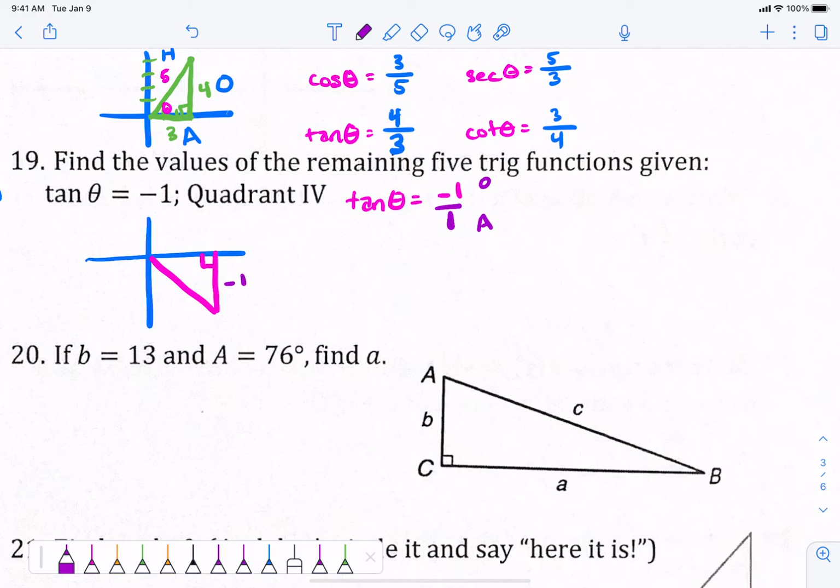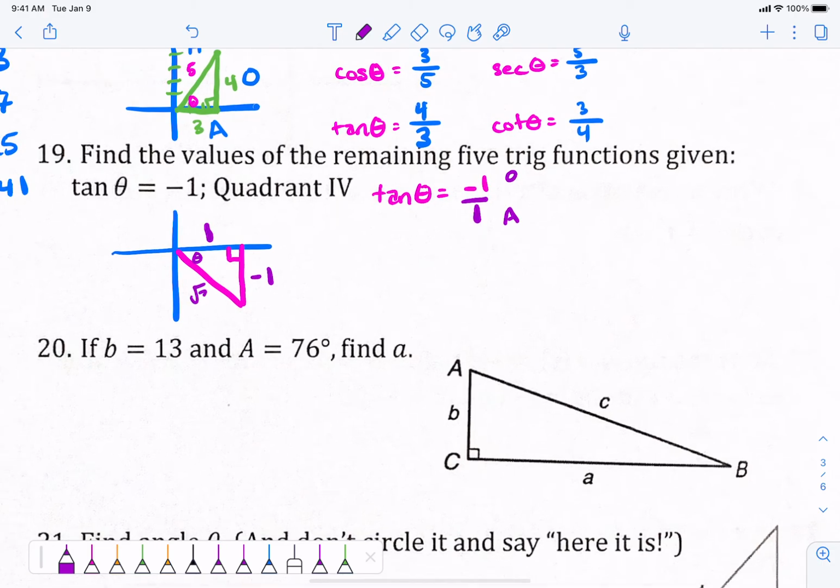So -1 is the opposite, because here's where theta is. The adjacent side is +1, and then we have to figure out what the hypotenuse is. It's the square root of 2. Did you do that using the Pythagorean theorem? Yeah. Also, if this side is 1 and this side is 1, this is a 45, 45, 90, right? Doesn't it have to be if it's 1 and 1? So 1, 1 and square root of 2, okay?